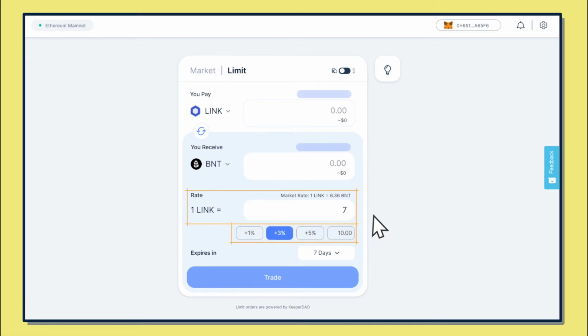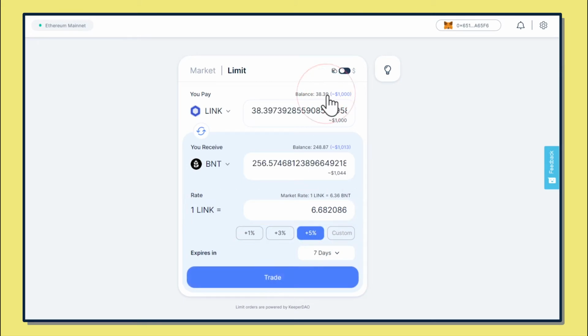I also can simply click on the bubbles here and say, for example, I want to create my limit order 5% above the current market price. I now set the amount of link tokens I want to swap, roughly $1,000 worth of link, or I can switch over to dollar value based input and type in $1,000, which I like because for me it's easier to calculate and to double check my positions.